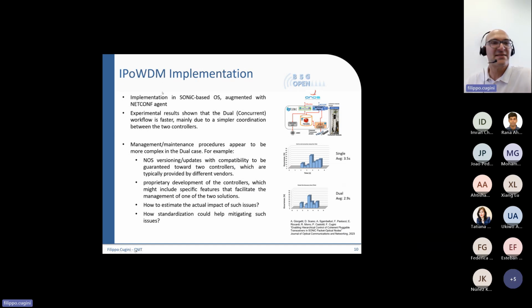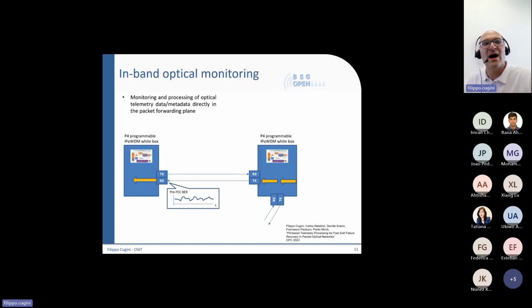So this is an example of the challenges that we have to face on the control plane with these new IP over WDM boxes that integrate both the switching part as well as the transceiver part. However, besides those challenges, there are other potential benefits that can be exploited. One of these benefits that we are exploring is in-band operations.